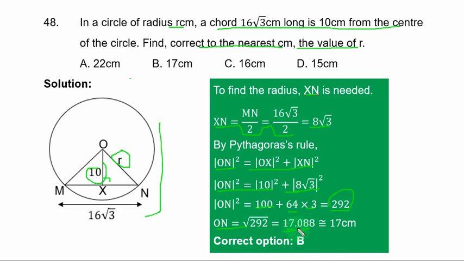To the nearest centimeter, you are interested in 17. The next digit is 0, which is rounded down to 0. So you have 17 centimeters approximately. Hence, B is the correct option.